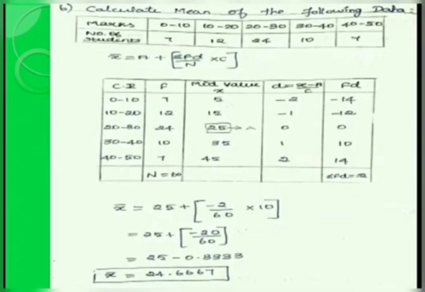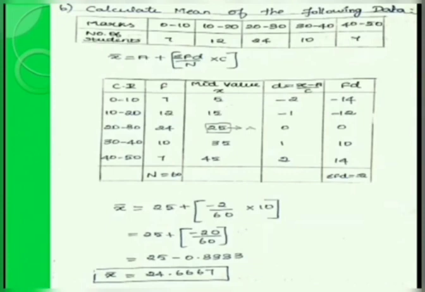So now we have the summation FD value and capital N value. So we have to substitute into our formula. X bar is equal to A, or capital A, assumed mean is 25, plus our summation FD is minus 2 divided by capital N is 60 into C, our class limit, is 10.